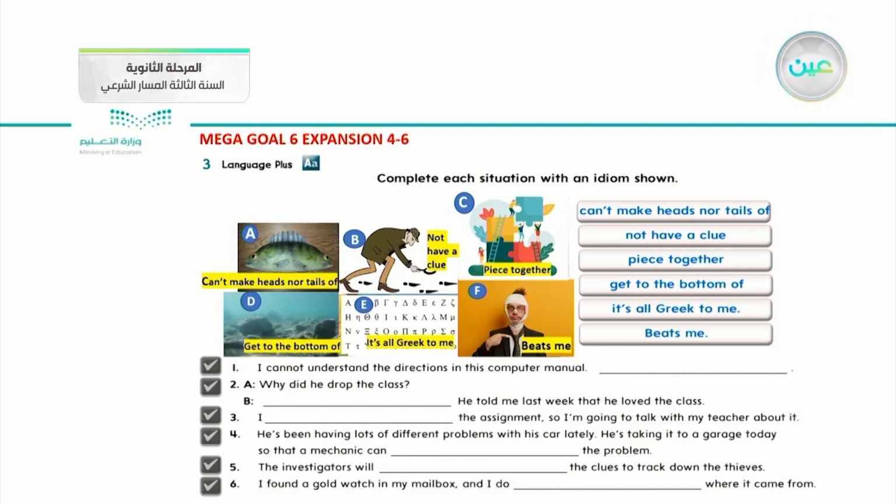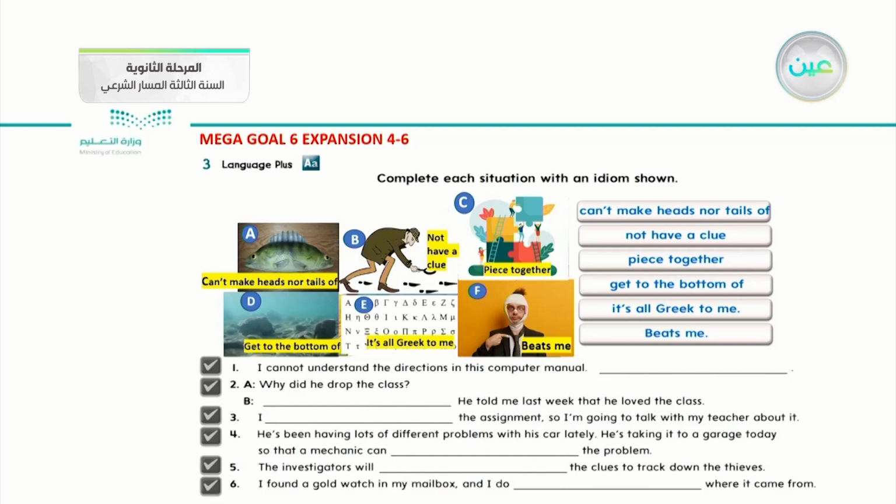And we will go to letter D. Get to the bottom of, which means reach to the bottom of, and that we applying with this picture inside or deep the bottom of seas or ocean or etc. And letter E, it's all Greek to me. There is some Greek letters on that picture that what we can talk about it. It's all Greek to me, which means it makes confusion for me. I can't understand this language.